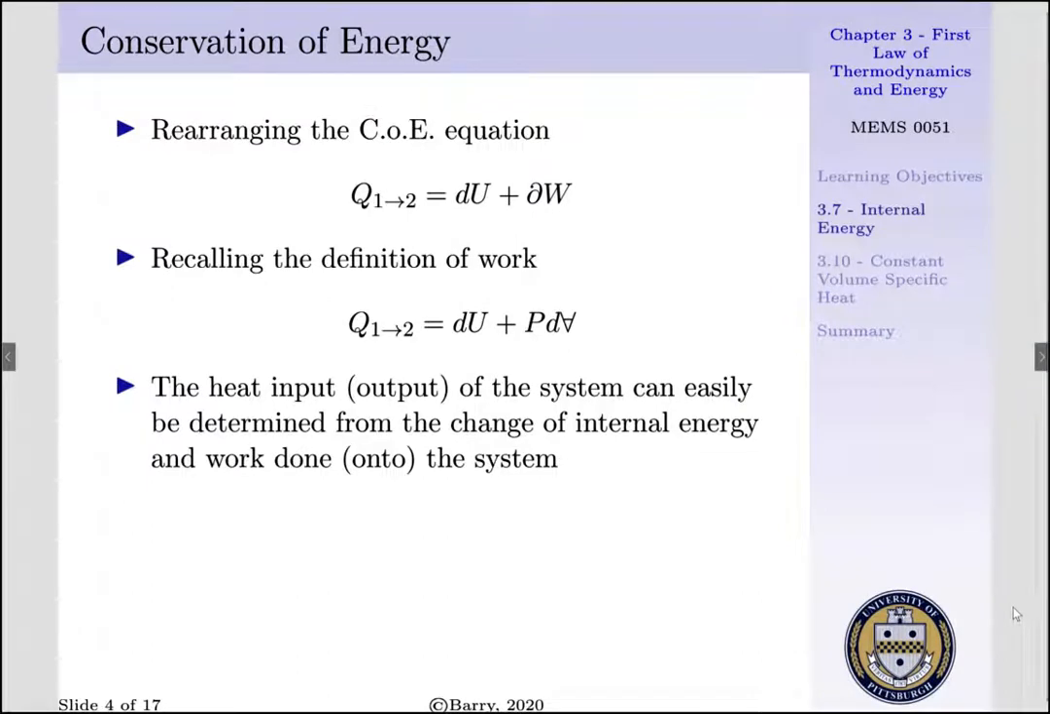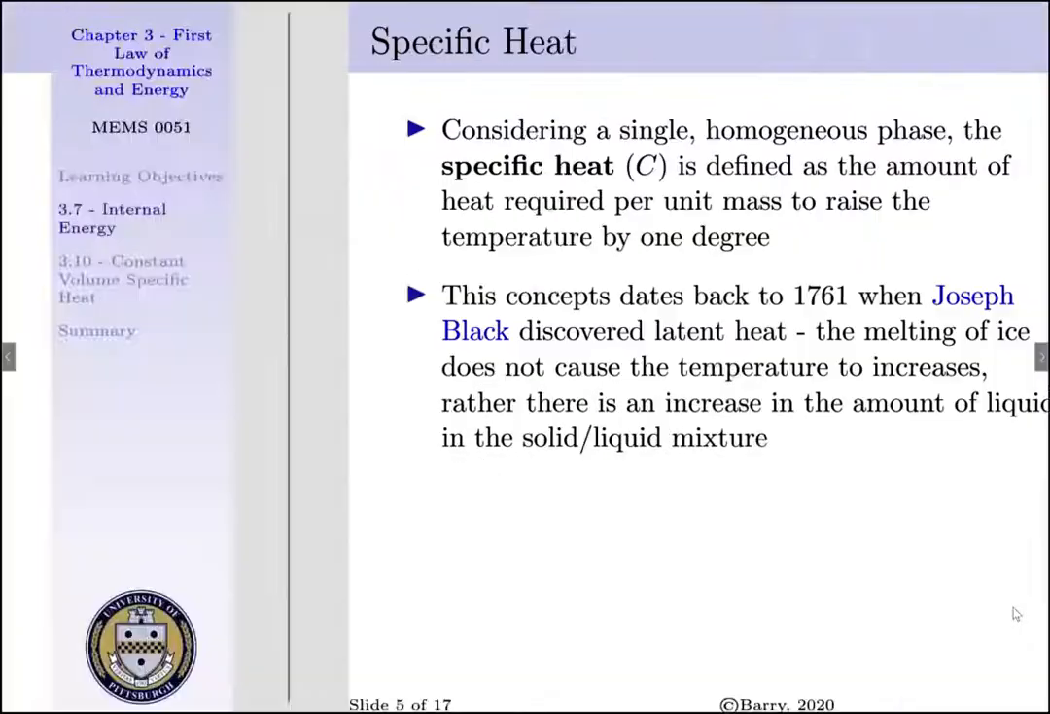Now, if we rearrange our conservation of energy equation, we can say our heat supplied going from state 1 to state 2 is equal to dU plus delta W. Now, if we recall our definition of work, delta W is equal to PdV. Thus, our heat supplied going from state 1 to state 2 is equal to change of our internal energy plus PdV. Our heat input or output of the system can easily be determined from our change of internal energy, dU, and the work done onto or by our system, PdV.